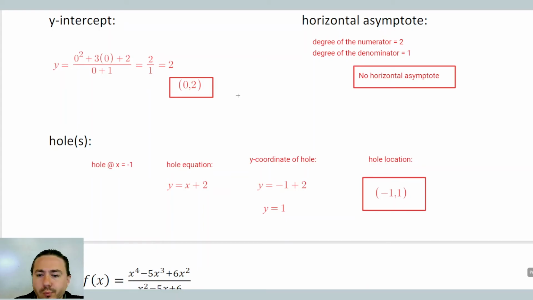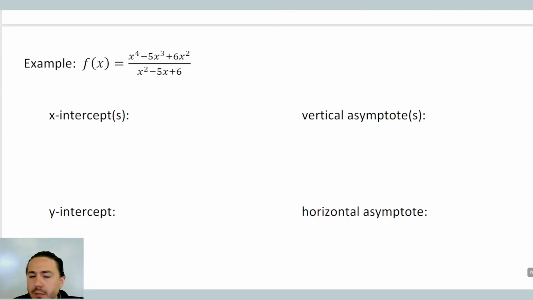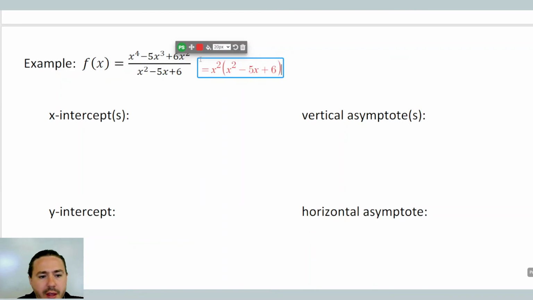All right, one last example here. Let's see what we've got here. For this one, we're going to start by factoring out an x squared from the numerator. So we get x squared times x squared minus 5x plus 6. And the denominator, oh wait, look at that. It looks like we're going to have 2 holes? I think so.